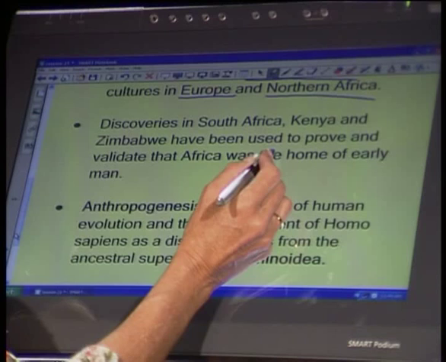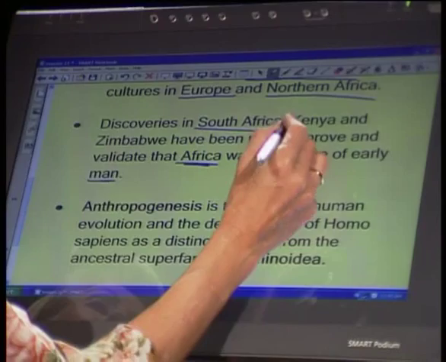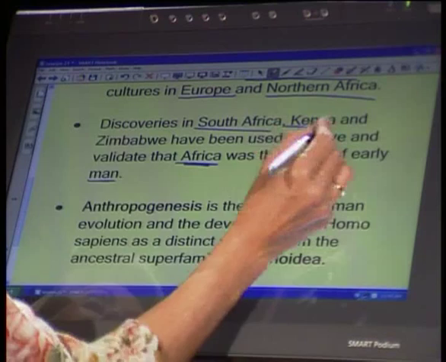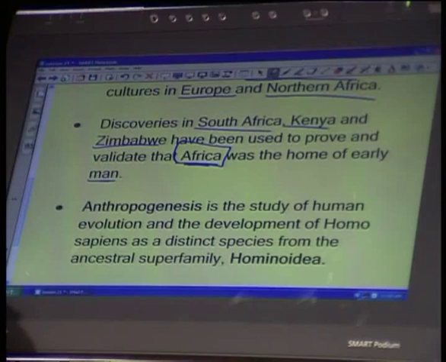Then we've got discoveries in South Africa, Kenya, Zimbabwe, have been used to prove and validate that Africa was the home of early man. Now, I mean, we all know Africa's the best continent in the world, okay? So this is nice. It's good for us. It's something to be proud of. It's a heritage. So they can prove that at the end of the day, what they found in South Africa and Kenya and Zimbabwe, that, yeah, this was the hub where everything started as humans. Remember, we're looking at human evolution.